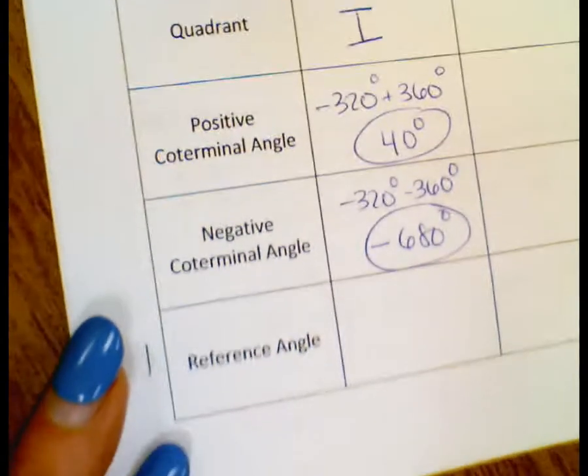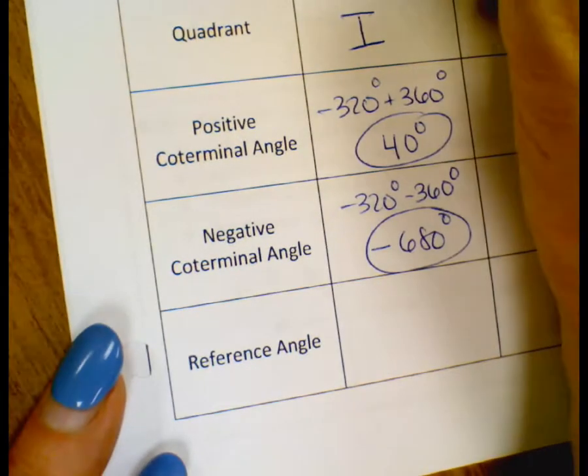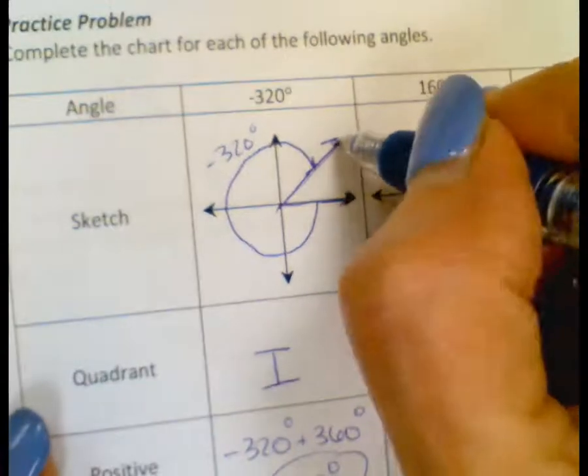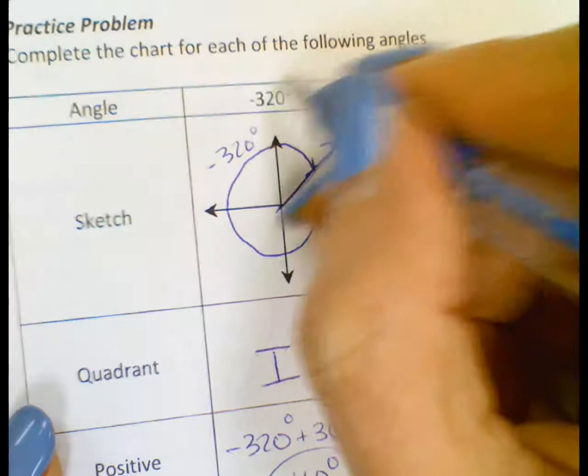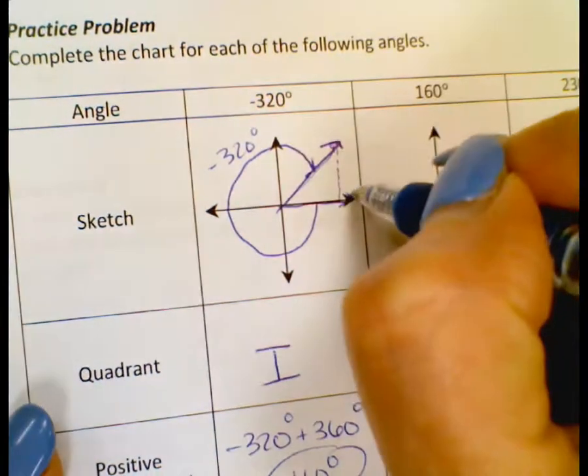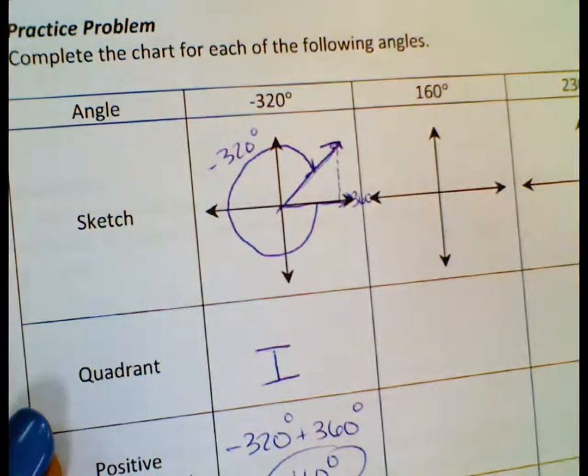And the reference angle is this angle, right here. You go up here, go to the closest x-axis. Even though it says negative, we're not going to use the negative. This angle is going to be 360 minus 320.